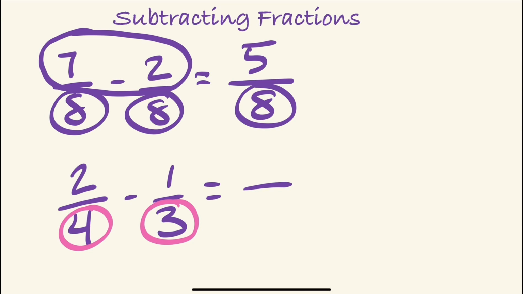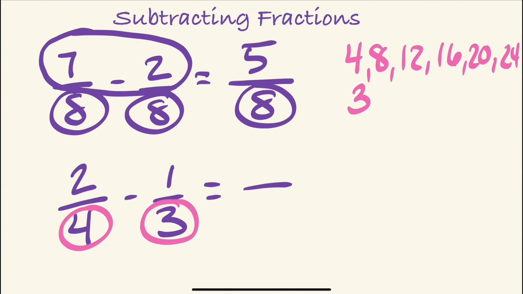Some of you may have heard of this called skip counting, but we use the word multiples, and that is us counting by fours. So if I count by fours, 4, 8, 12, 16, 20, 24, and I can continue, but I'm running out of room on my board. But let's start with our threes, doing our multiples for 3. 3, 6, 9, 12, 15, and so forth.